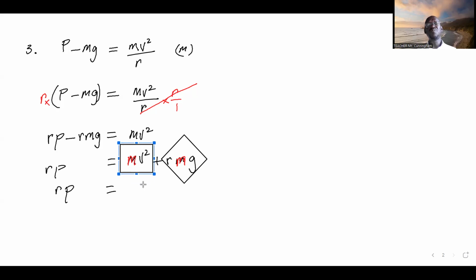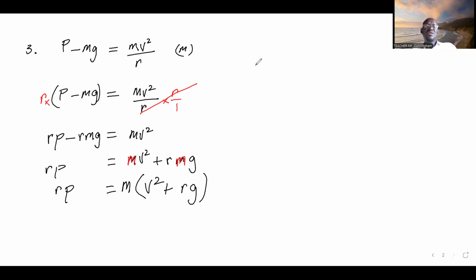So you have one group, Deshaun, and you have another group. What is common with these two groups? Deshaun. M. M, correct. M is common. Thank you. So m is the common factor. That's why we put the m outside. So it's m multiplied by m into mv squared and m into rmg.